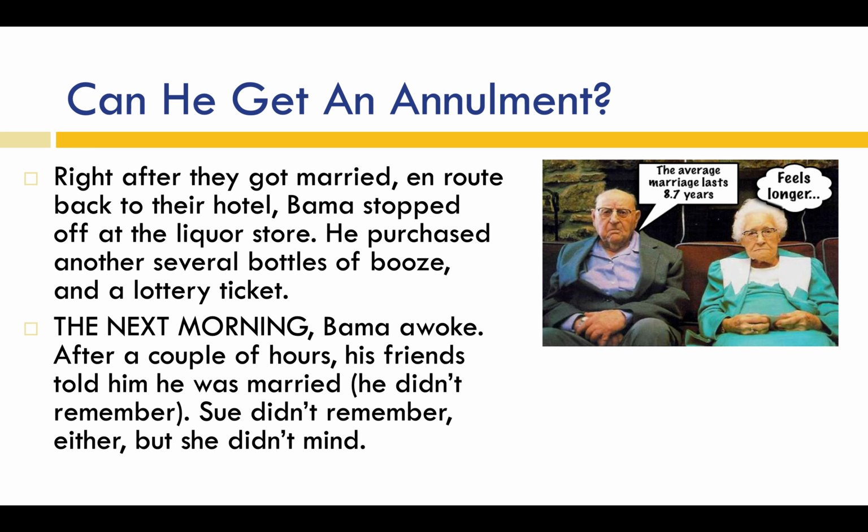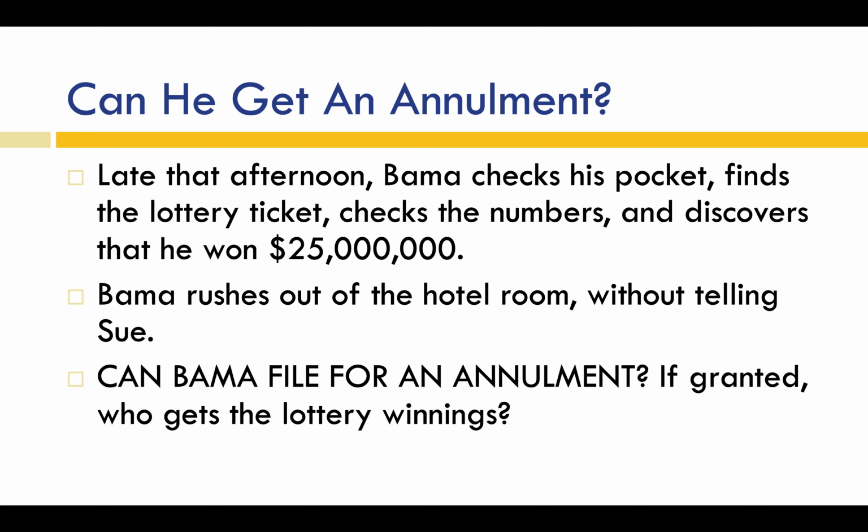The next morning, Bama awoke. After a couple of hours, his friends told him he was married. He didn't remember. Sue didn't remember either, but she didn't mind. All right. And late that afternoon, Bama checks his pocket, finds the lottery ticket, checks the numbers, and discovers that he won $25 million in this lottery after taxes. Bama rushes out of the room without telling Sue. Can Bama file for an annulment? And if it's granted, who gets the lottery winnings?